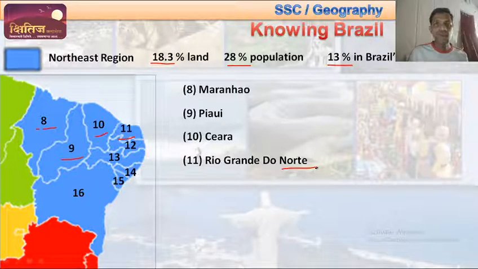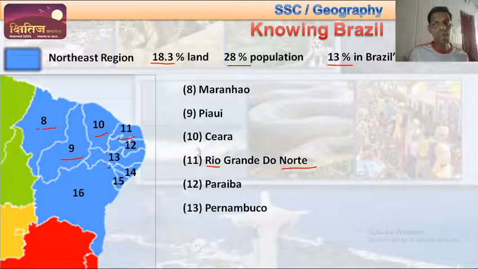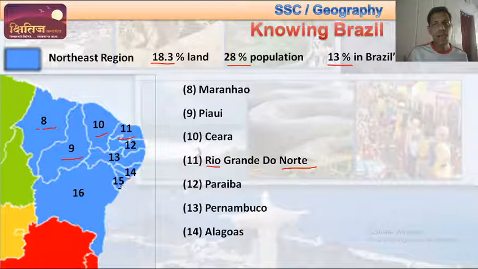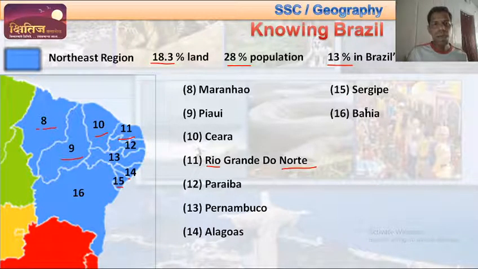Here do Norte means of the north, and Rio means river. So Rio Grande do Norte is the northeasternmost state of Brazil. Then here, this is Paraíba. Number 12 is Paraíba. Number 13 is Pernambuco. Number 14 here is Alagoas. Number 15 is Sergipe. And number 16 is Bahia. So these are the 9 states which belong to the northeast region of Brazil.